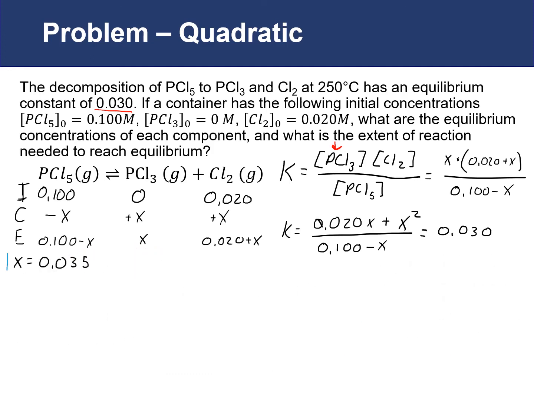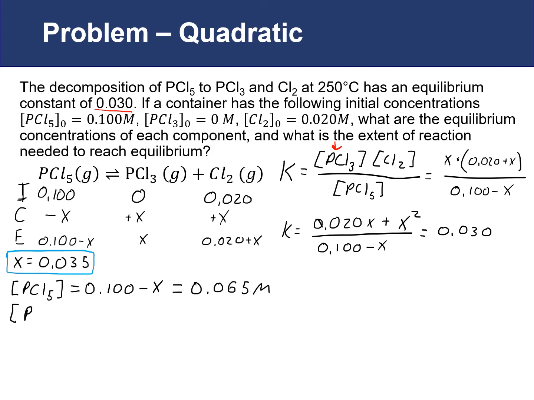So we have our value for x that we worked out using the quadratic equation is here. We can now plug this into our values that we have at the bottom of our ICE table to figure out our concentrations at equilibrium. So our concentration for the PCl5, we find that by the expression that we have at the bottom of our ICE table for PCl5, which would be 0.100 minus x. Plugging x in, we get 0.065 molar.